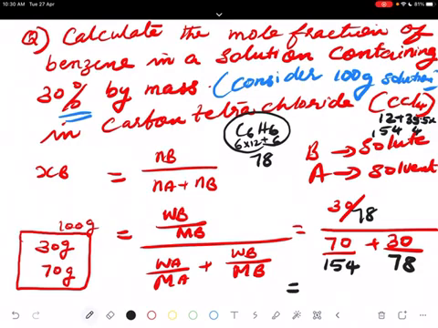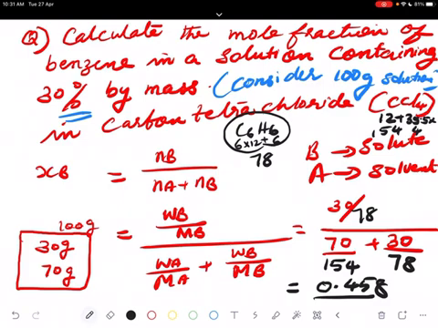So after calculation, you will be getting the answer as 0.458. See, this value is less than 1. So this is the mole fraction of the solute. Then what will be the mole fraction of the solvent? 1 minus this value. So mole fraction of carbon tetrachloride, that is not asked in the question.